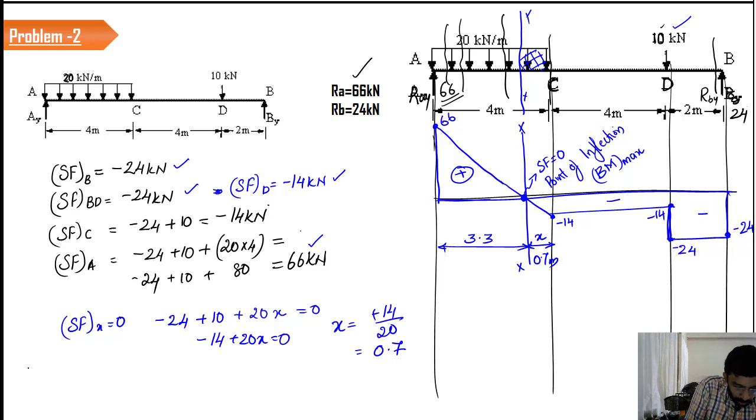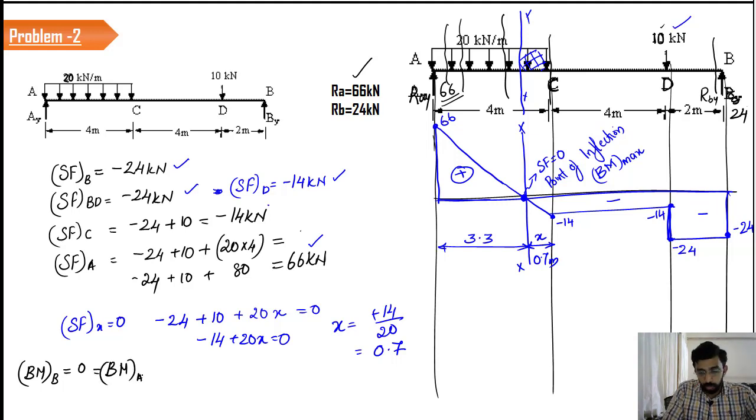Okay. So what is the value of bending moment at B? That is 0. Same is the case with the bending moment at A. Now we have to find out 3 more bending moments, one at D, one at C, and one at the point of inflection.